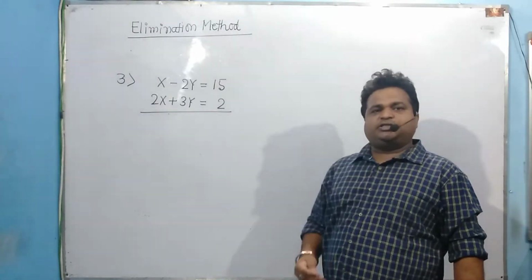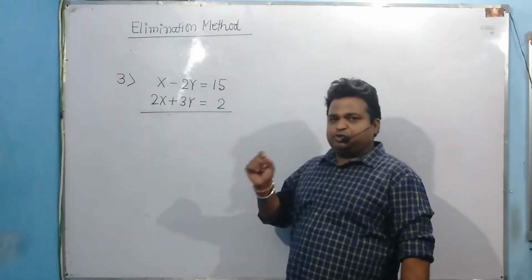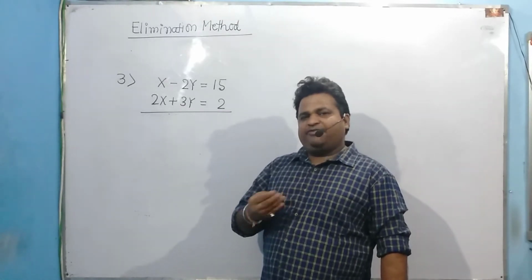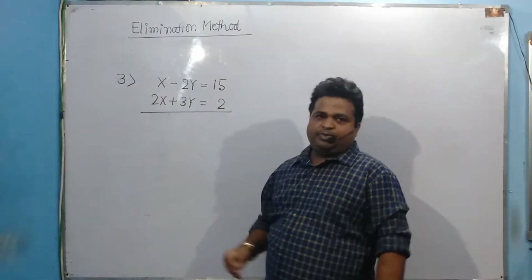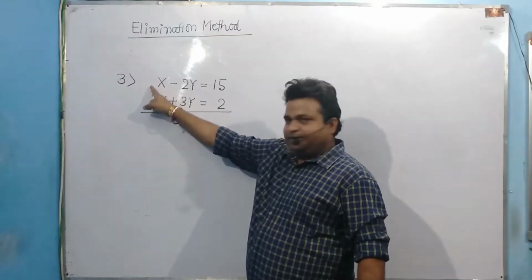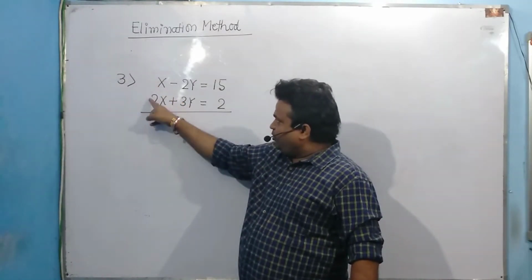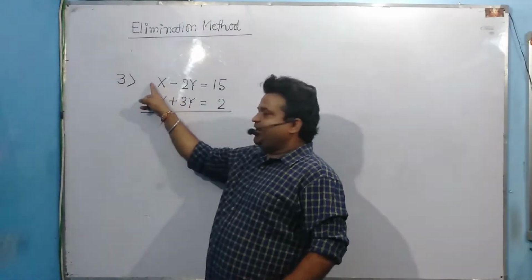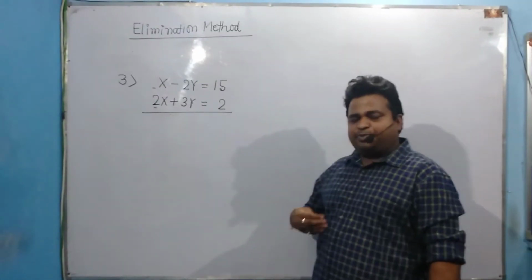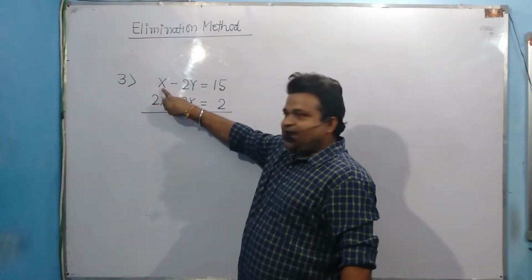Again, remember the concept of how to solve by the elimination method. The first step is to make sure that the coefficient of any variable, either x or y, is equal. In the first equation the coefficient of x is 1, whereas in the second it is 2. To make this equal, I want to make this 2 over here as well. How can I proceed so that the value of this x becomes 2?